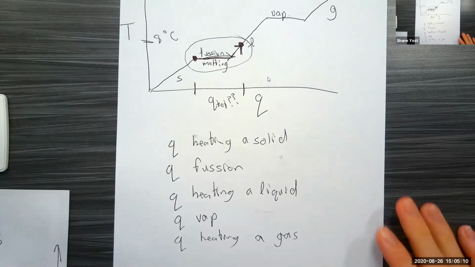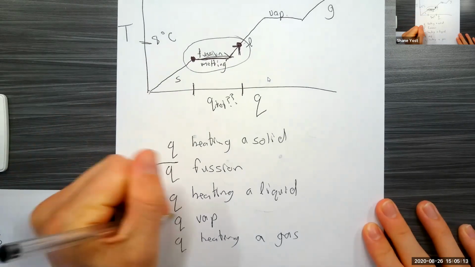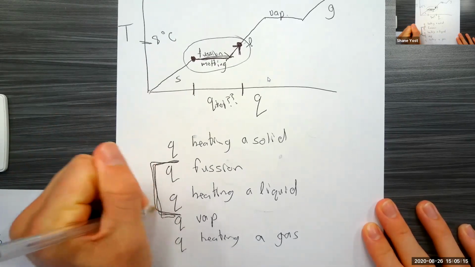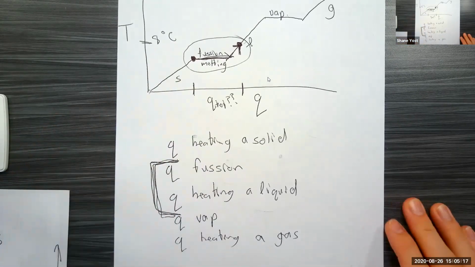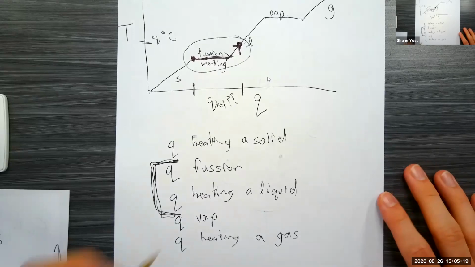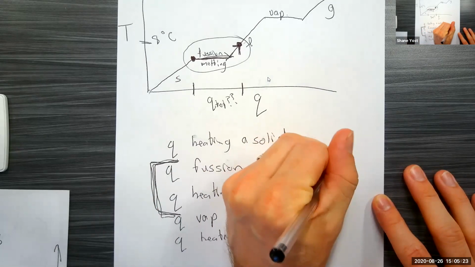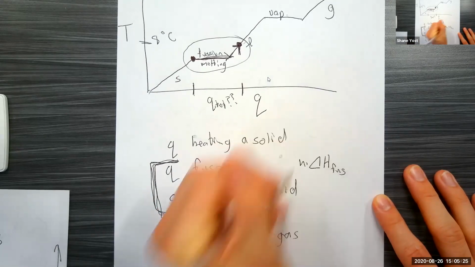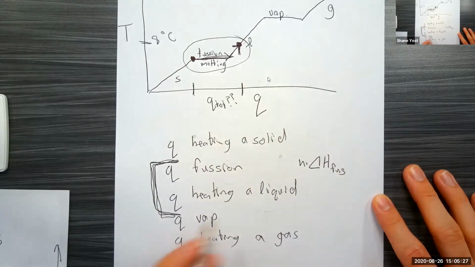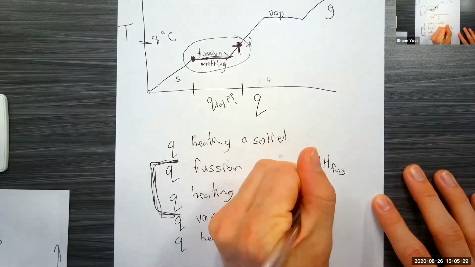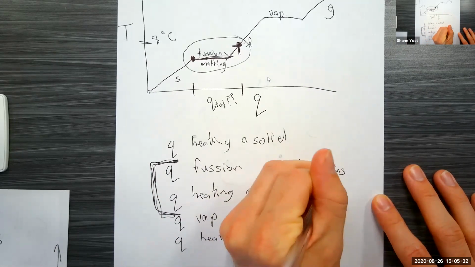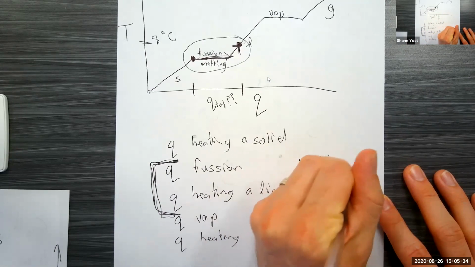In our case, we just have these two things going on, so we only need to worry about these two. And again, for any phase transition, the Q is related to the enthalpy of that transition times the number of moles. And for heating, that Q is related to the number of moles times the heat capacity times the change in temperature.